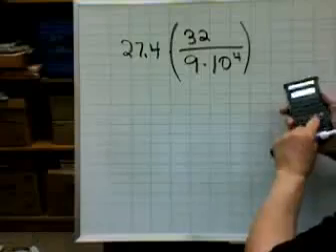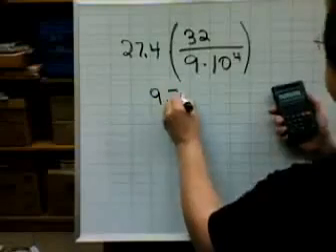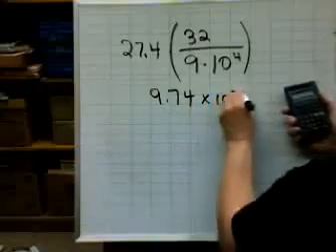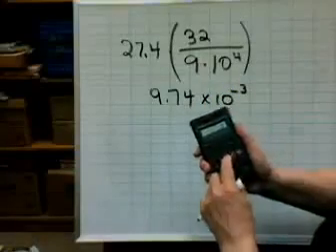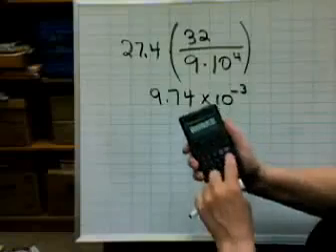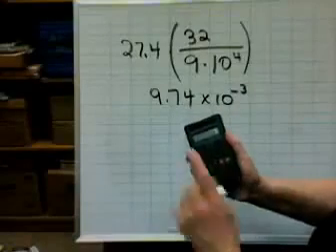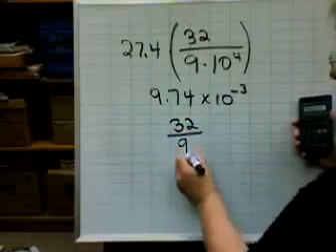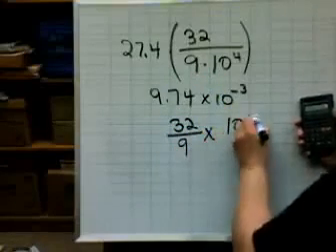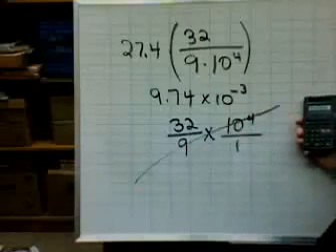And then we times by the 27.4 equals. So that's 9.74 times 10 to the minus 3. What students will do is they'll say 32 divided by 9 times. And once you say that times, then the calculator thinks you had 32 over 9 times 10 to the 4th, like that. And that will give you the wrong answer.